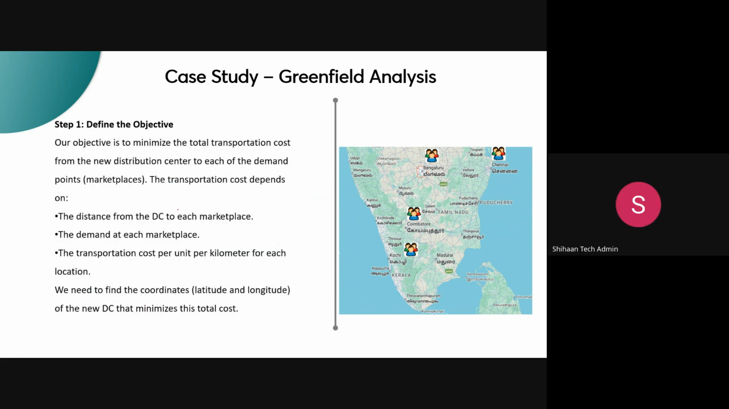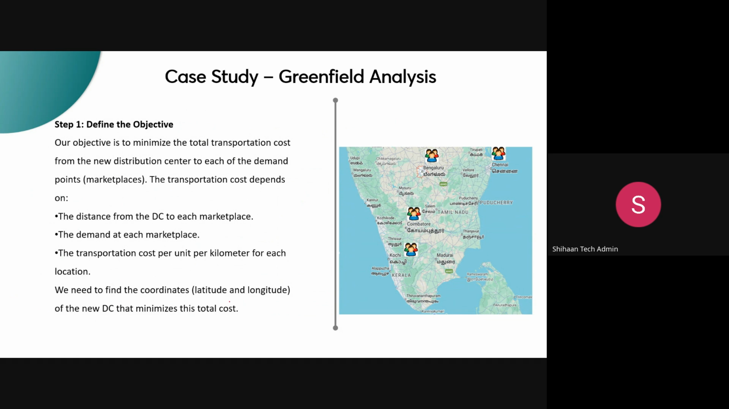Now to do this, the first step is to define the objective. So what is your objective? Our objective here is to minimize total transportation cost from the new distribution center to each of the demand points, the marketplaces. The transportation cost depends on the distance from the DC to each marketplace, the demand at each marketplace, and the transportation cost per unit kilometer for each location.